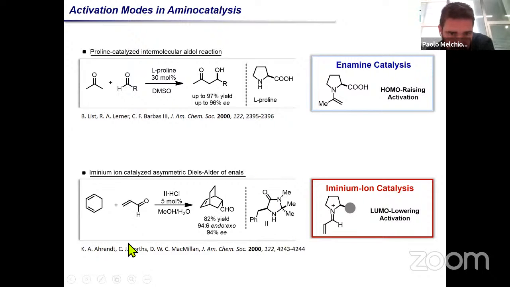The same year, David MacMillan introduced the concept of iminium ion activation of alpha-beta unsaturated carbonyl compounds, again using a chiral amine, in this case to drive the formation of an iminium ion. In the ground state, this intermediate is a strong electrophile that can drive pericyclic reactions, such as in this case, or can trap nucleophiles to forge a stereogenic center at the beta position.